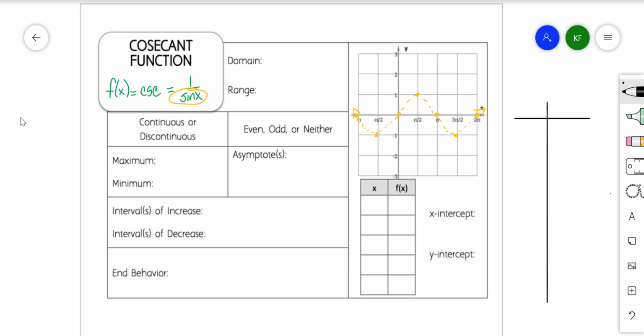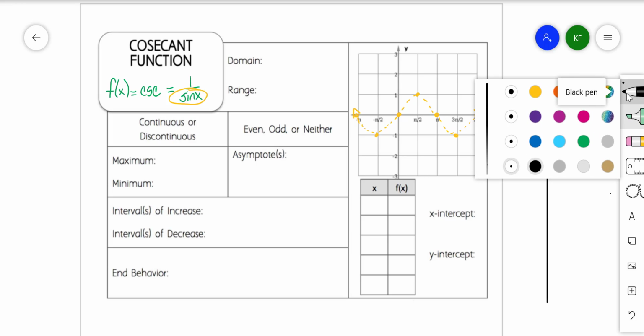You might want to print this out or at least copy the table, and then we'll get started. So what I've done here is I wrote out the equation just like normal, and then I reminded you that cosecant is the reciprocal of sine x. I put in the skeleton for sine x, and then I'm going to superimpose cosecant on top of it.